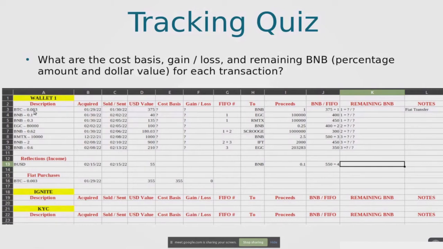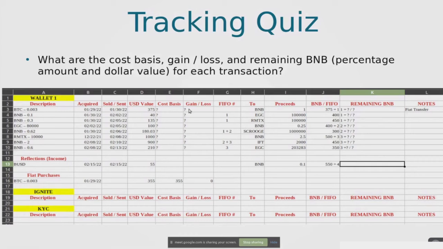Let's say I bought 0.003 BTC on the 29th of January, and the USD value is 355. I paid precisely 355 for it, and I had no fees. There's no gain or loss there. What is my cost basis for that BTC when I go to swap it to BNB? Anybody? That's an easy one.